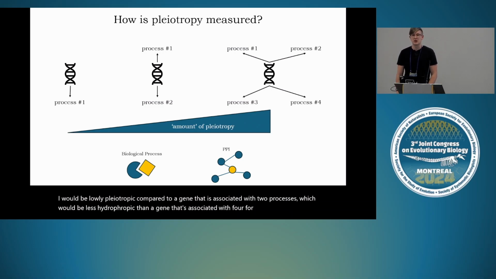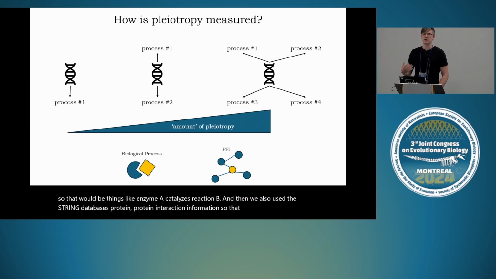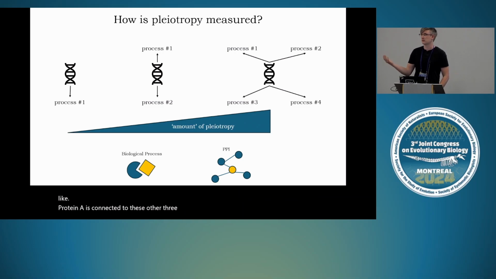We measured processes in 2 ways. We had both biological processes from the gene ontology, so that would be things like enzyme A catalyzes reaction B, and then we also used the STRING database's protein-protein interaction information, so that would tell you information like protein A is connected to these other 3 proteins with a relatively high confidence.